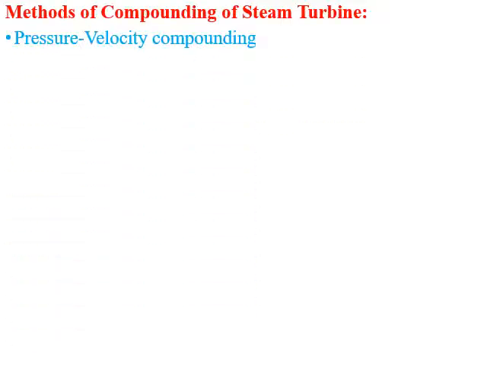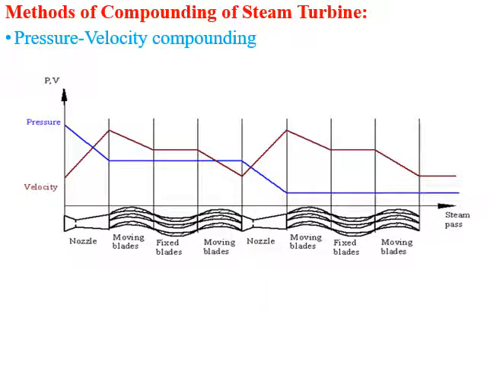Next, the third method of compounding is known as pressure velocity compounding. So this is a combination of both velocity compounding and pressure compounding. So here, this nozzle and moving blade comprise the first stage, this fixed blade and moving blade are called the second stage, and once again one more nozzle and moving blade is called the third stage, and then fixed blade and moving blade is called the fourth stage.